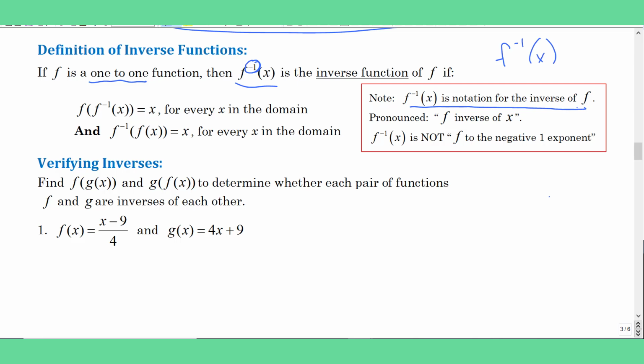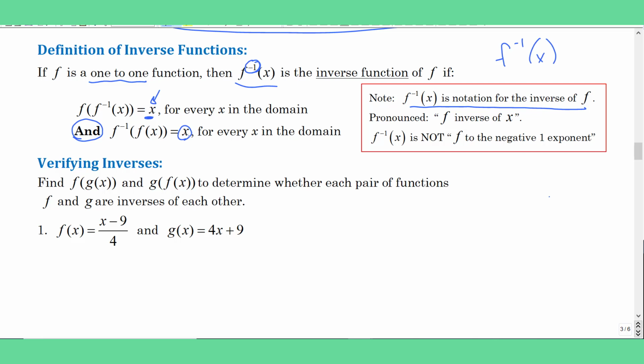Again, be careful of that notation. f inverse of x. So this says f of f inverse of x equals x. So my function and its inverse undo everything and get me back to my input for every x in the domain. And, here's a big and, f inverse of f of x also gets me back to the original starting point. And you're going, wow, hold on.